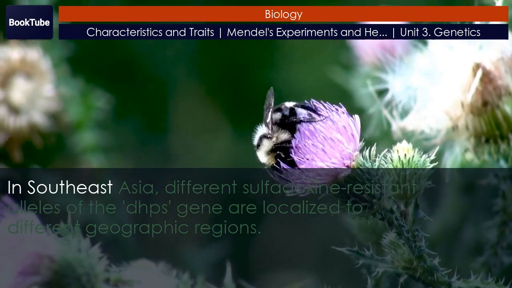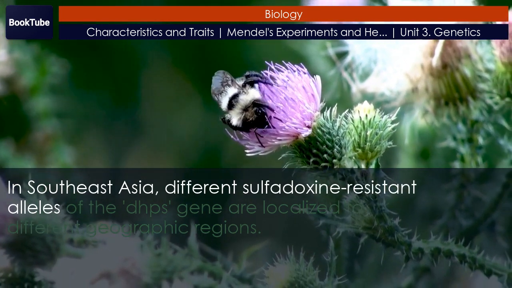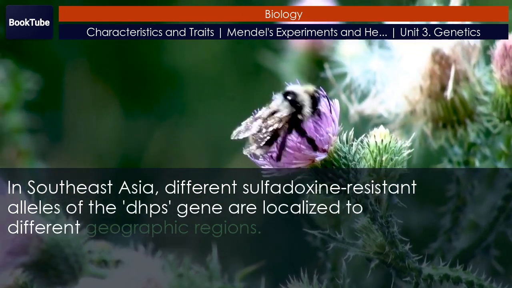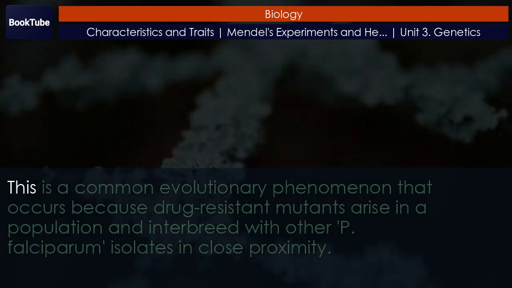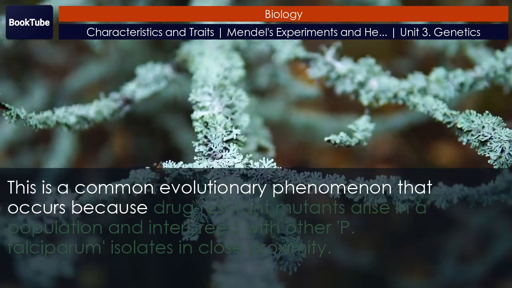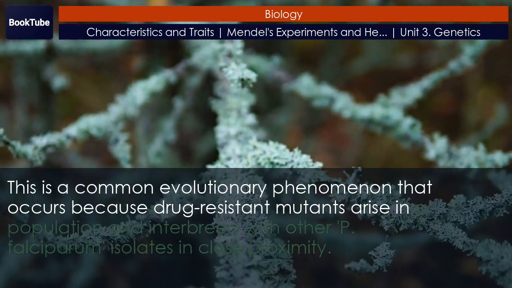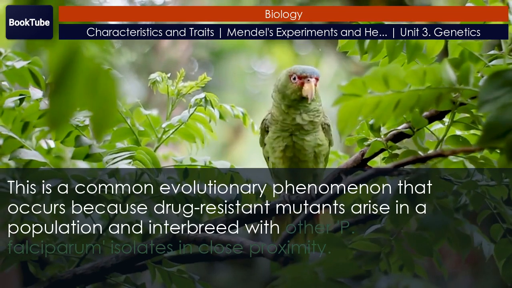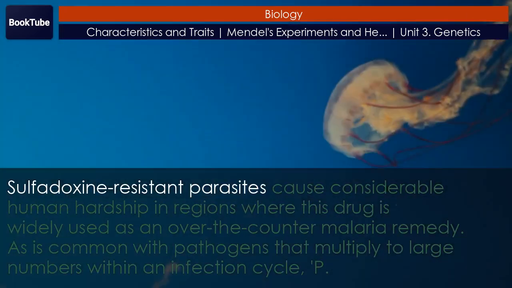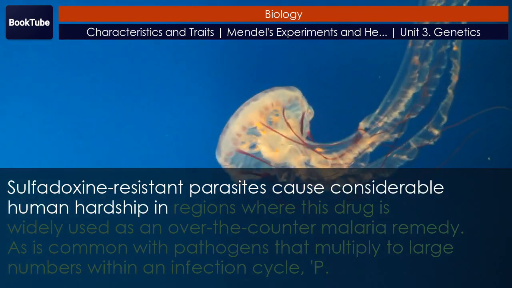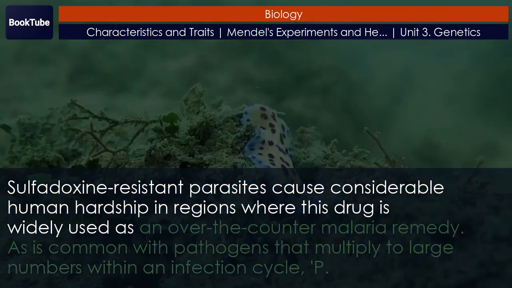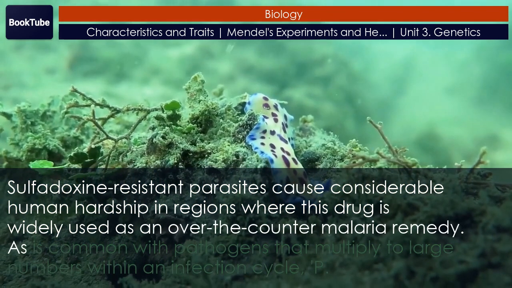In Southeast Asia, different sulfadoxine-resistant alleles of the DHPS gene are localized to different geographic regions. This is a common evolutionary phenomenon that occurs because drug-resistant mutants arise in a population and interbreed with other P. falciparum isolates in close proximity. Sulfadoxine-resistant parasites cause considerable human hardship in regions where this drug is widely used as an over-the-counter malaria remedy.